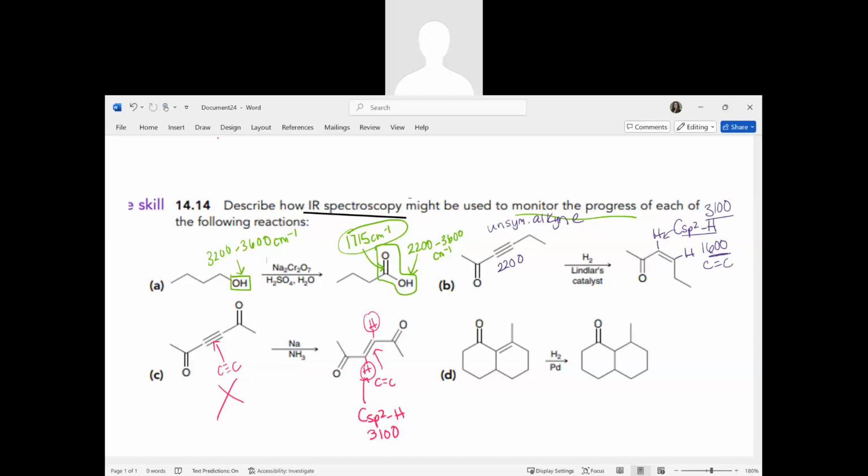In our starting material, we should see 2 signals in the double bond region, the carbonyl and the CC double bond. Collectively, these 2 signals would appear between 1600 and 1850. Our product would only have a signal for the CO double bond, and that would again be in the same range. So we would look for the disappearance of one of those signals to monitor our progress in part D.